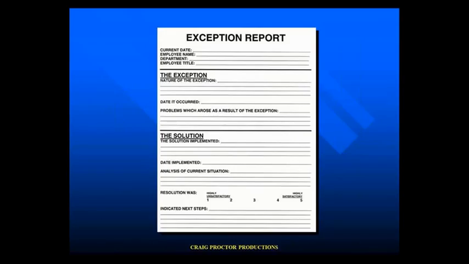What's your option? You can continue to be a control freak and keep doing what you're doing, growing older. Or you can be willing to set your people free, give them the responsibility, really truly delegate these activities, and manage by exception. So you're only managing what they're not able to do. They simply fill in the nature of the exception, the date it occurred, the problems which arose.